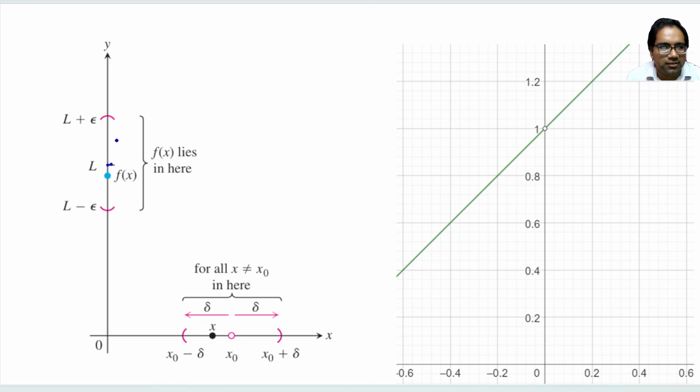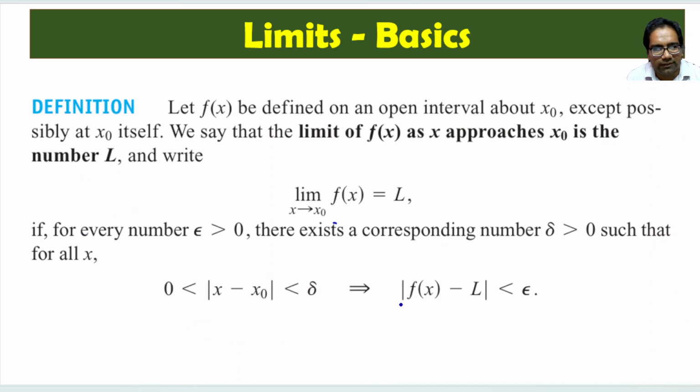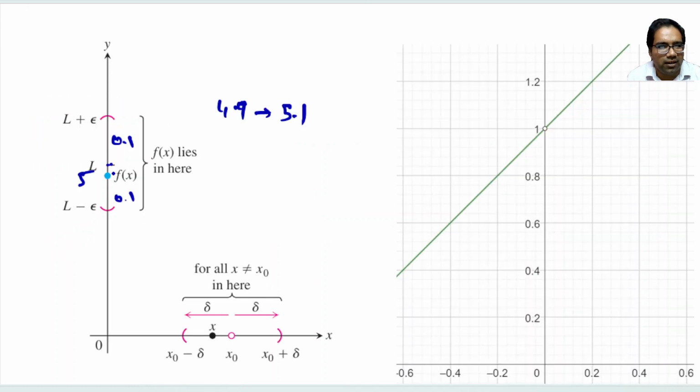Now someone says my epsilon is 0.1. Let's say L is some number, 5, and epsilon is 0.1. What does that mean? The value of this function should lie between 5 minus 0.1, which is 4.9, and 5.1. So, the absolute value of f of x minus L should be less than epsilon. If epsilon is 0.1, what does that mean?